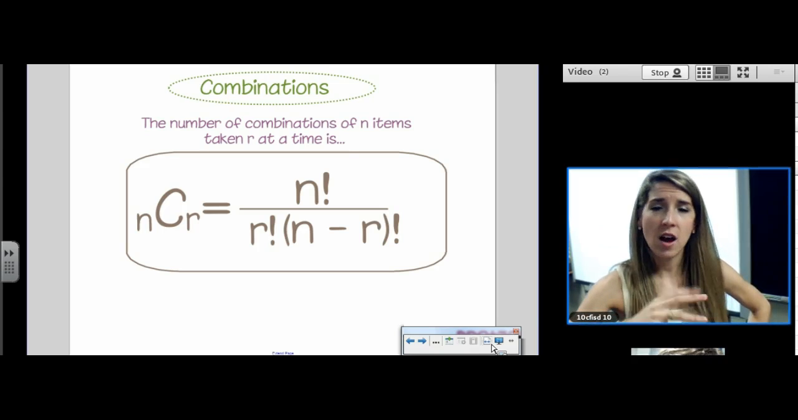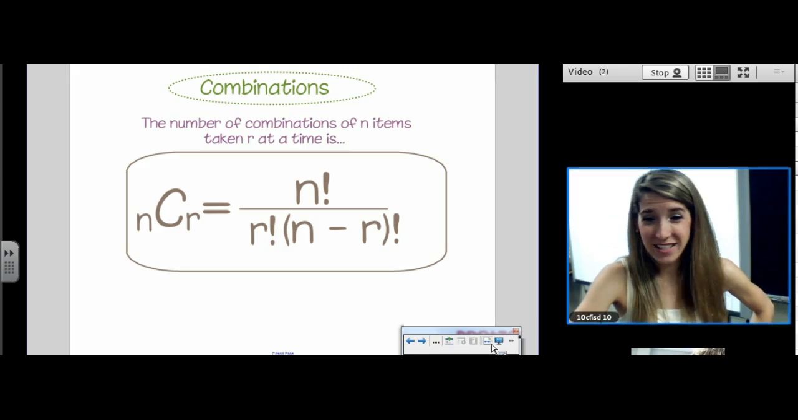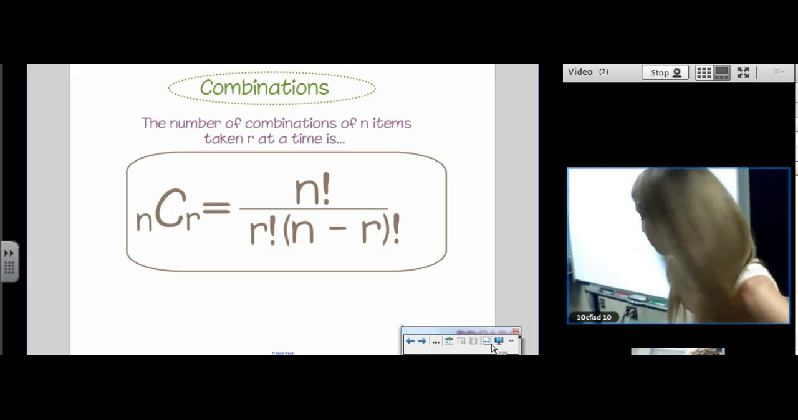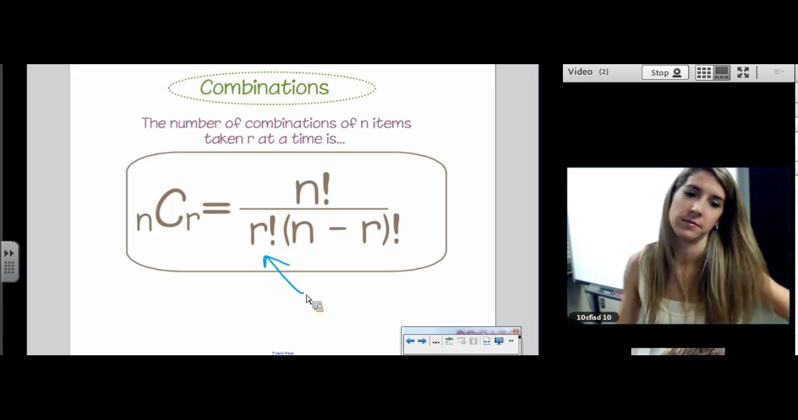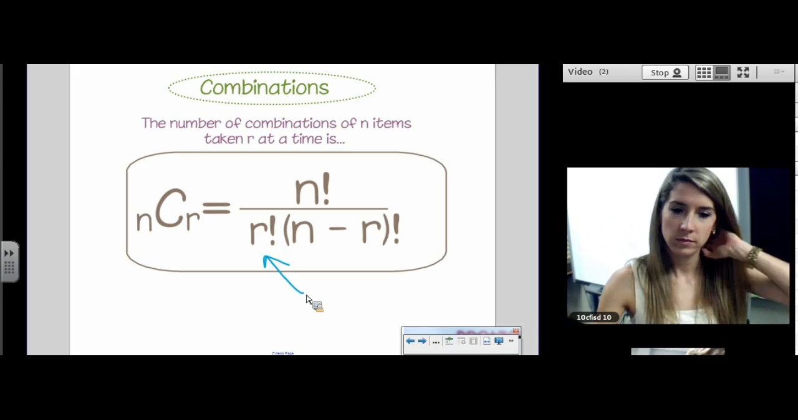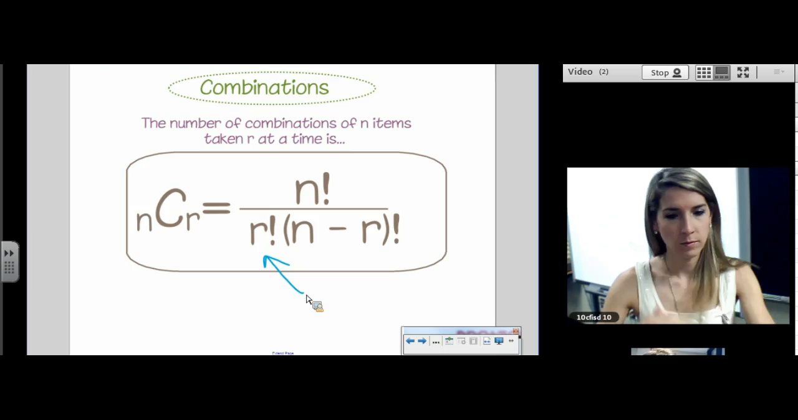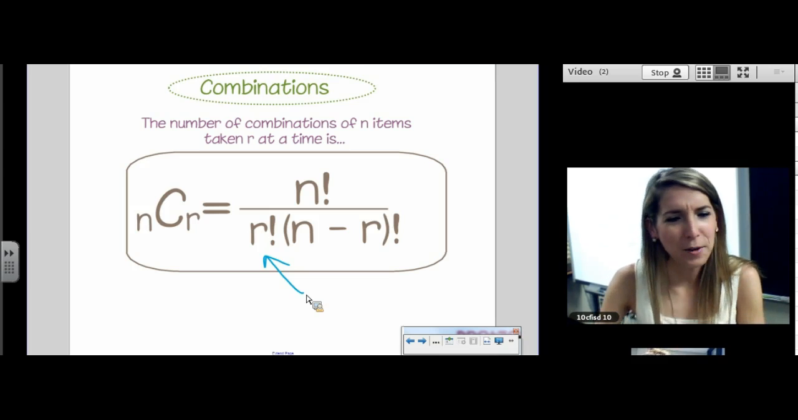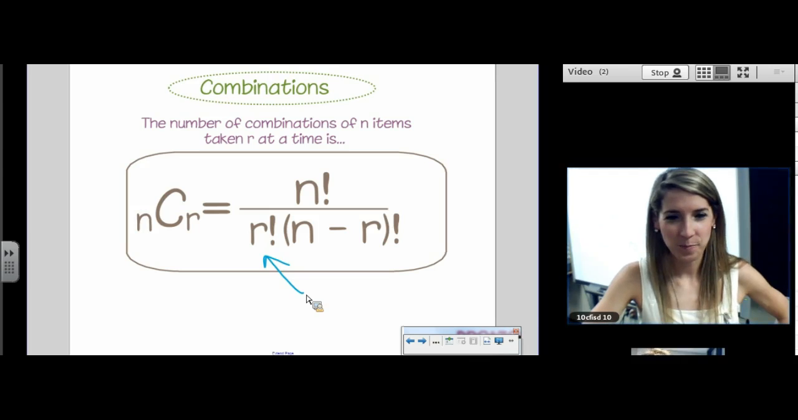Compare and contrast the combination formula with the permutation formula. There's only one difference, right? You see the difference? Error 404, difference not found. Oh, man.